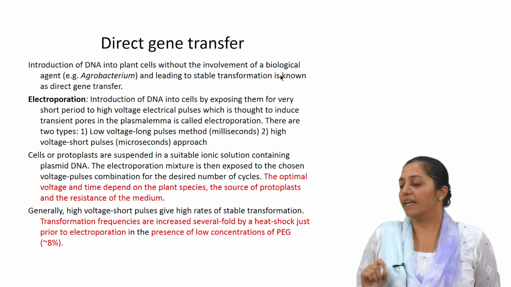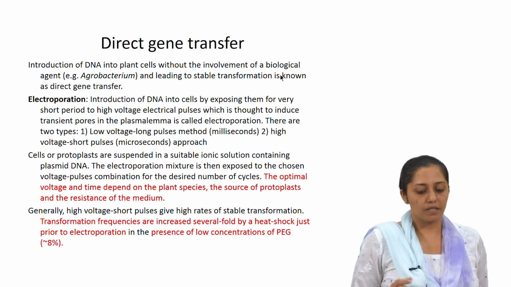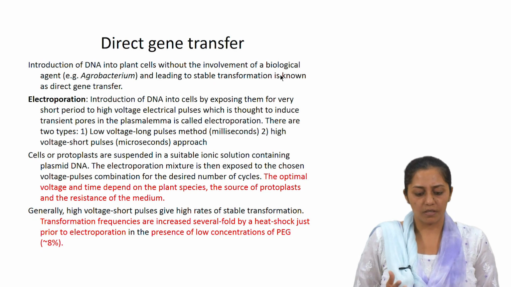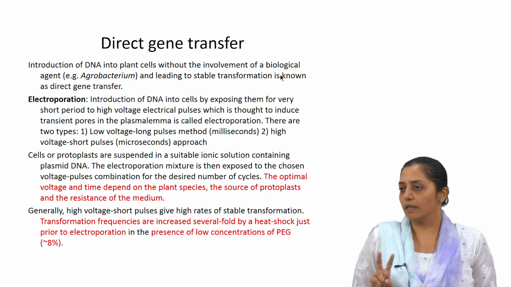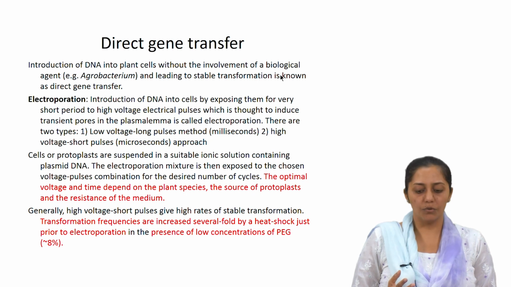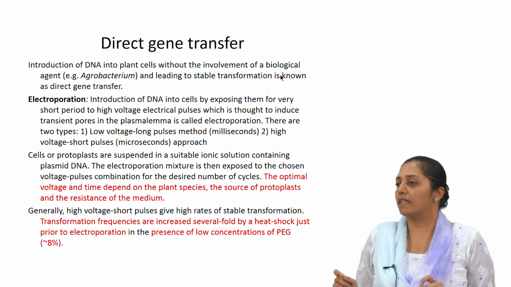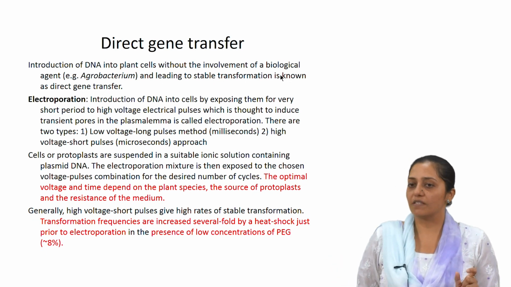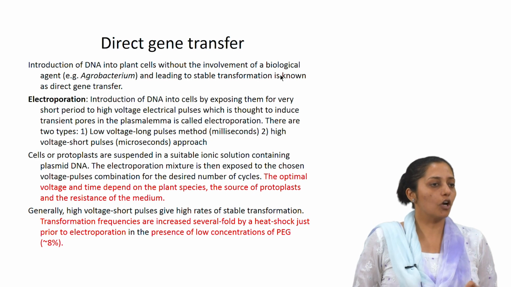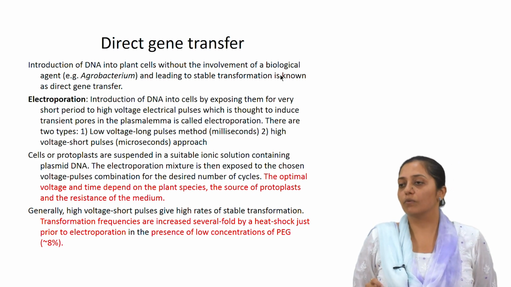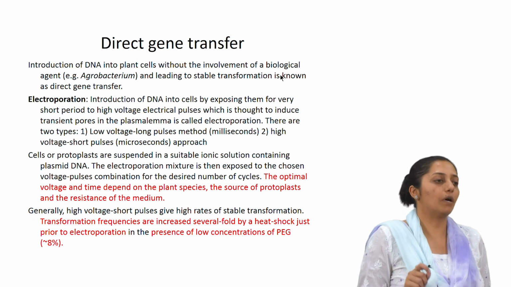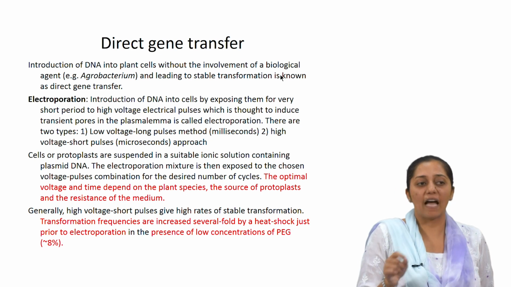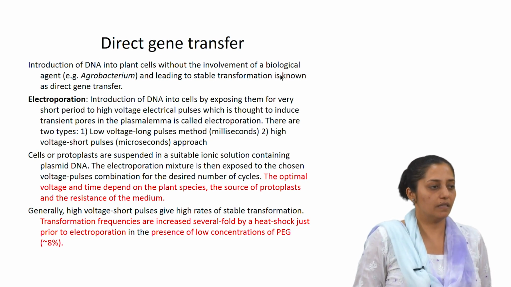Now, talking about direct gene transfer methods, electroporation is a well known technique which is used even for bacterial transformations. What are the two different types of electroporation which are frequently used? These are low voltage long pulse methods, which means time duration is increased but lower voltages are used, and high voltage short pulse methods. Generally it has been found that high voltage short pulse methods work better than the low voltage long pulse methods, because the damage to the DNA is lesser in that case.